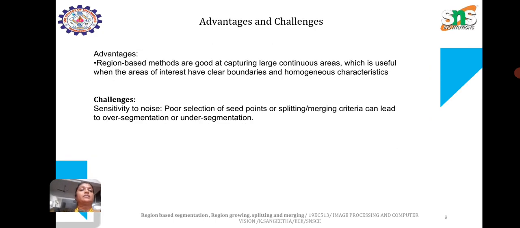So I hope this video will help you to understand the basics of region based segmentation. In this video we have studied region growing, region splitting and region merging.